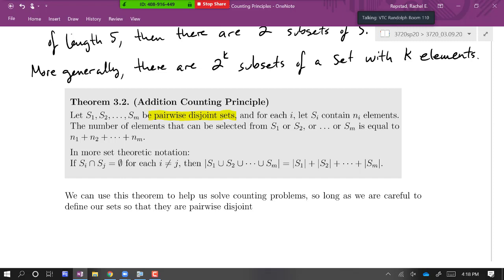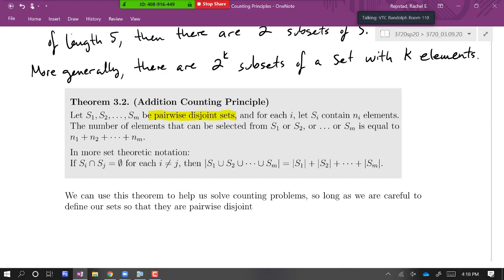So pairwise disjoint, we're not saying that just as a whole group, that the intersection of all those S1, S2, up to Sm, that they don't all overlap together. We're saying if you pick any two, there's no overlapping, right? The Venn diagram of those sets would be a bunch of isolated little circles where none of them overlap with each other.